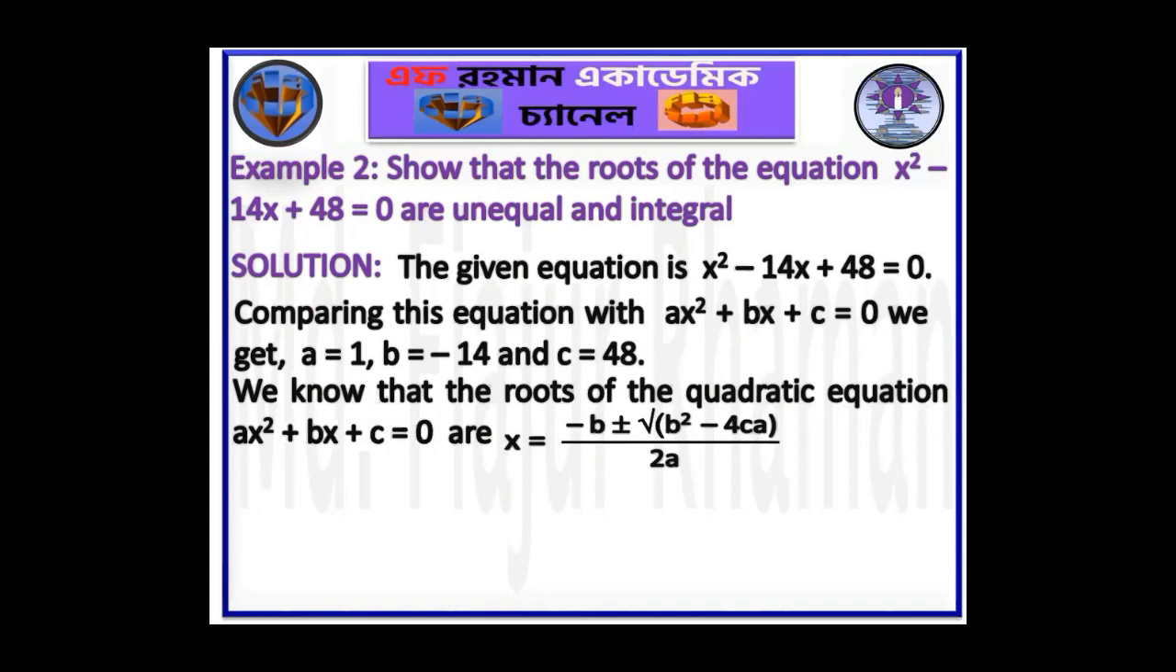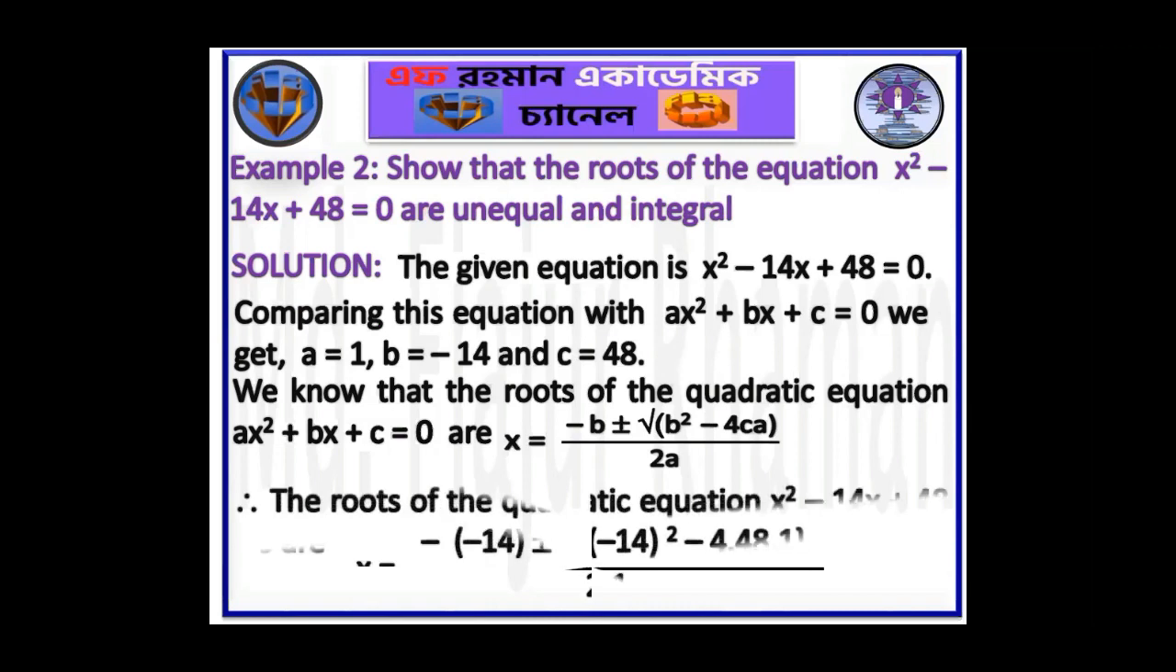Just put the values of a, b, and c. Then you will get the roots of the quadratic equation x square minus 14x plus 48 is equal to 0 as x equal to minus minus 14 plus minus square root of minus 14 whole square minus 4 into 48 into 1 by 2 into 1.